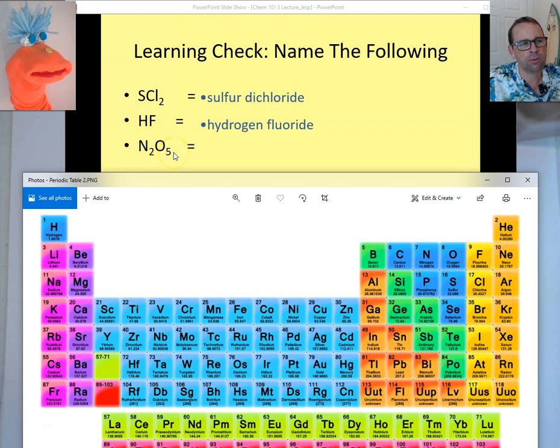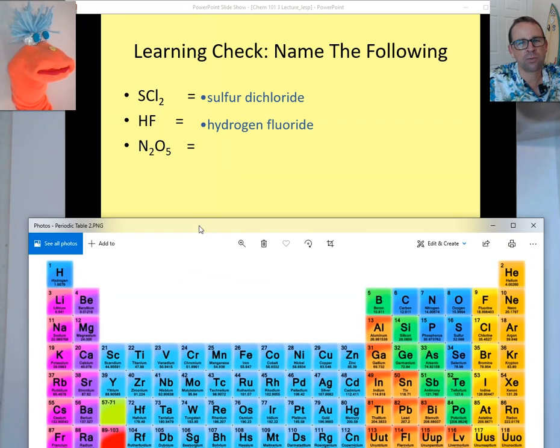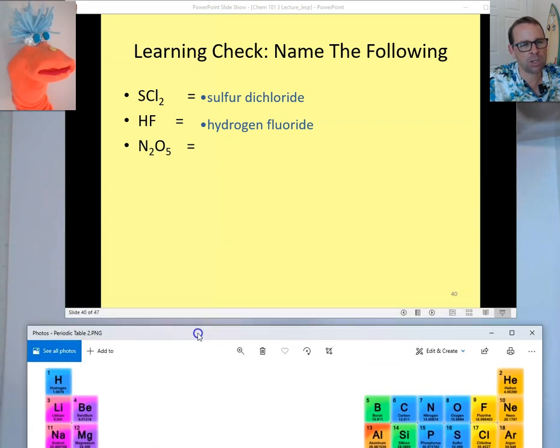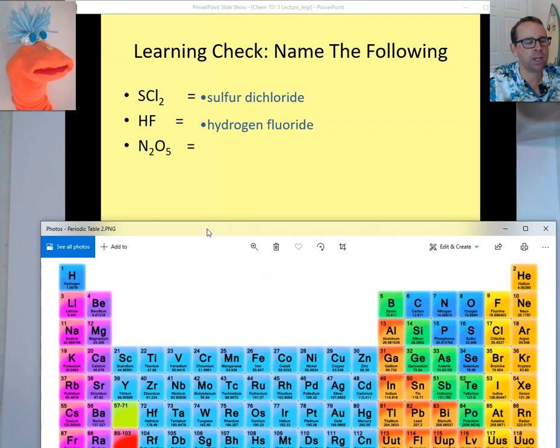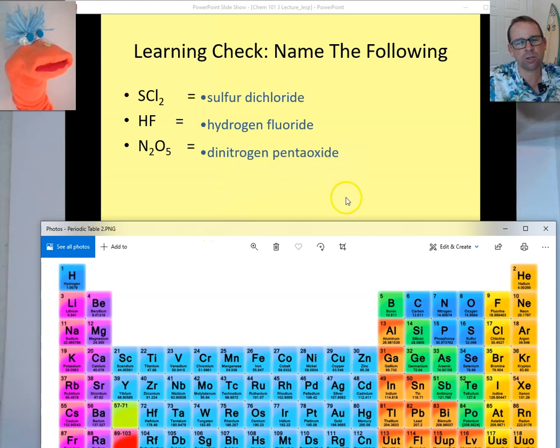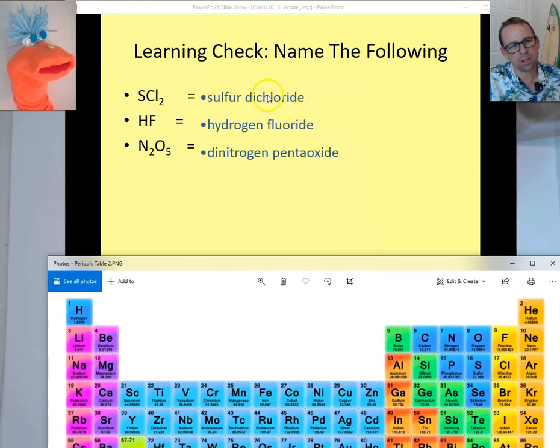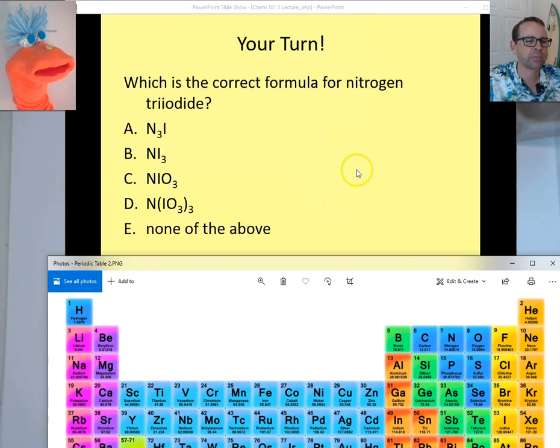N2O5? Why don't you guys solve this one at home first? Make sure you push pause. Okay. What is it, Fred? Dinitrogen pentaoxide. Very good. So we got the 2 and the 5. Dinitrogen pentaoxide. And you see here that, again, we're not saying sulfur dichlorine. The ine goes to ide. Fluorine, fluoride. Oxygen, oxide. Okay?